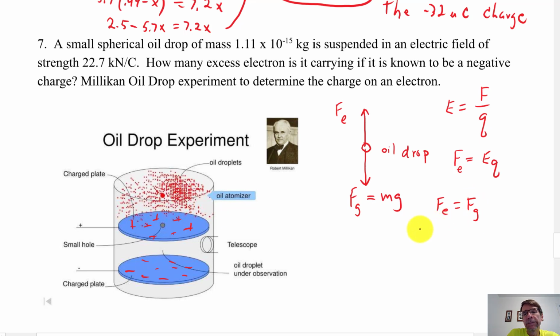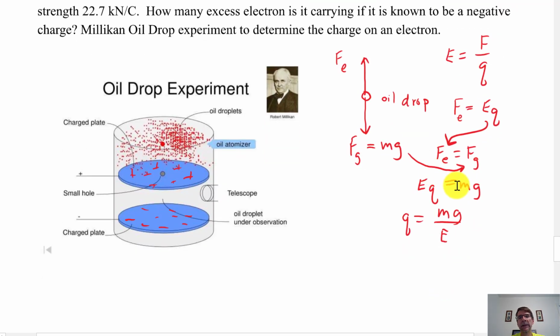All right, well, I just need to plug in EQ for F sub E, and for force of gravity, I plug in mg. So I plug in the two values for those. And if I solve for Q, I could do that now or later, I'll do it now. In this problem, I know M, I know G, and I know E. Let me plug those numbers in.